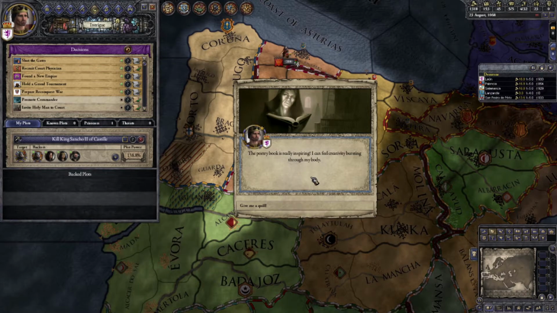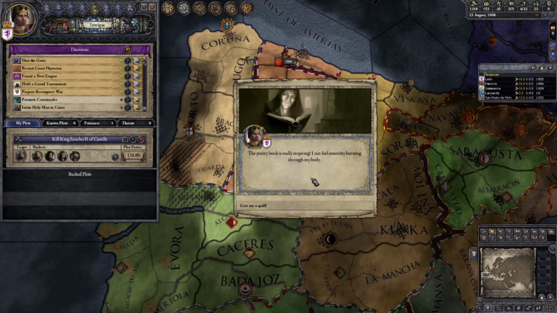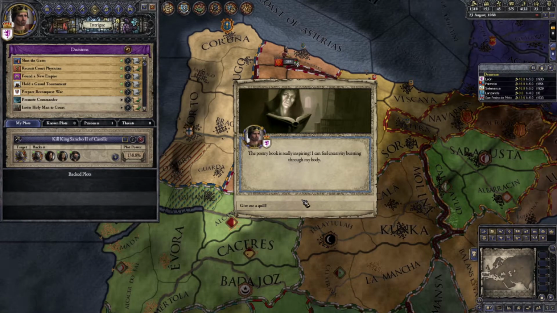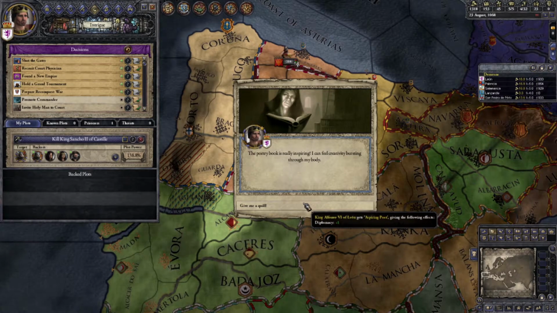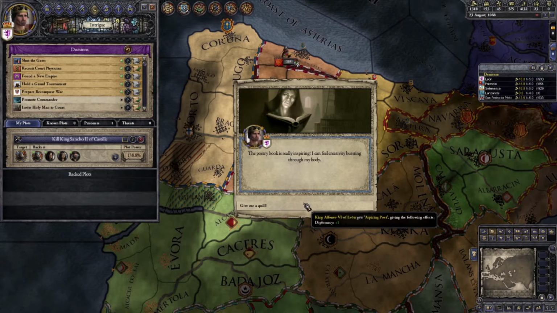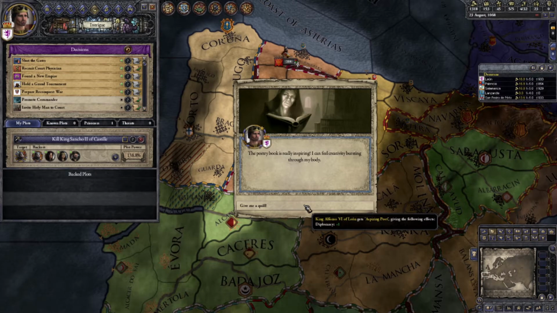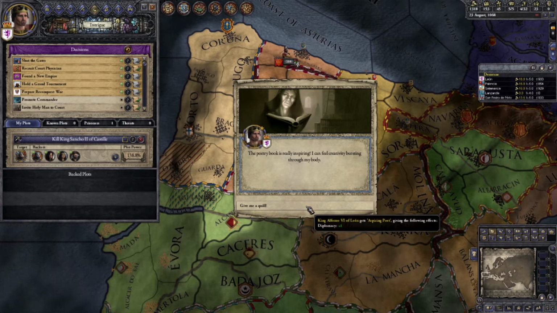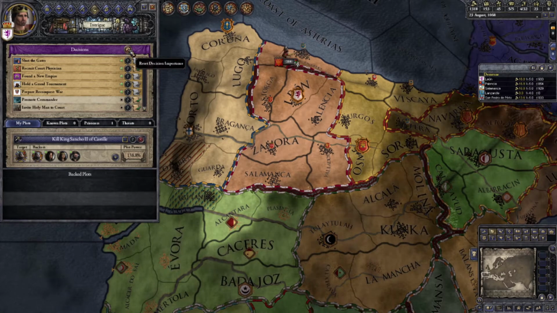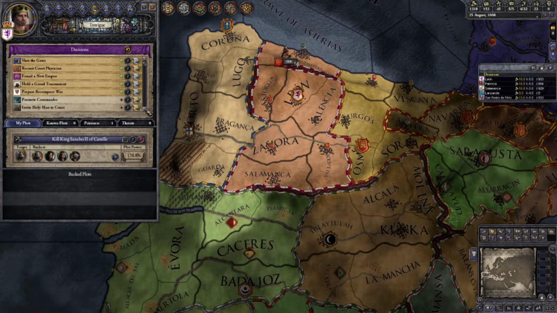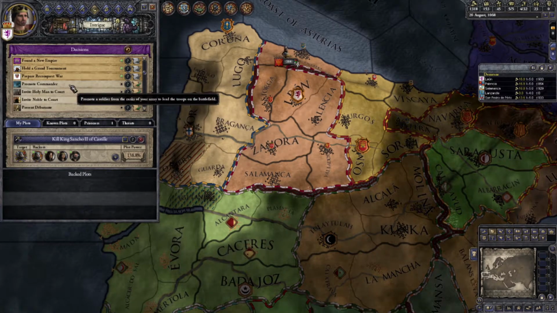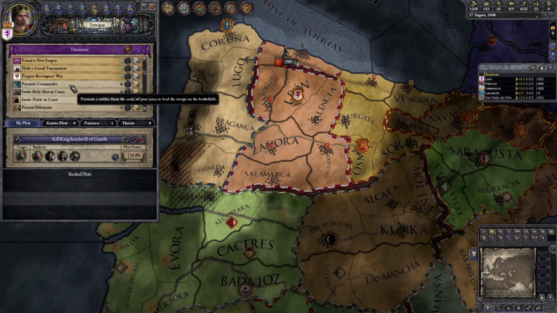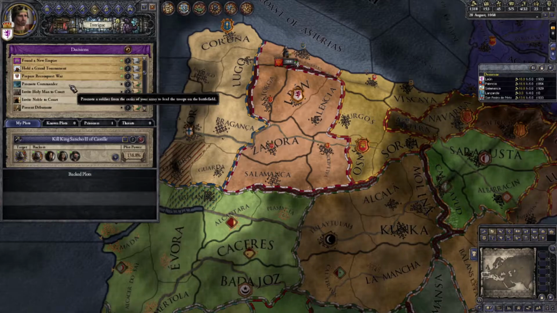Cool. The poetry book is really inspiring. I can feel creativity bursting through my body. The way that the knife would burst through my brother's chest. Oh, diplomacy +1. Give me a quill! Excellent. We can promote a commander, promote a soldier from the ranks of your army to lead the troops on the battlefield. That's cool.